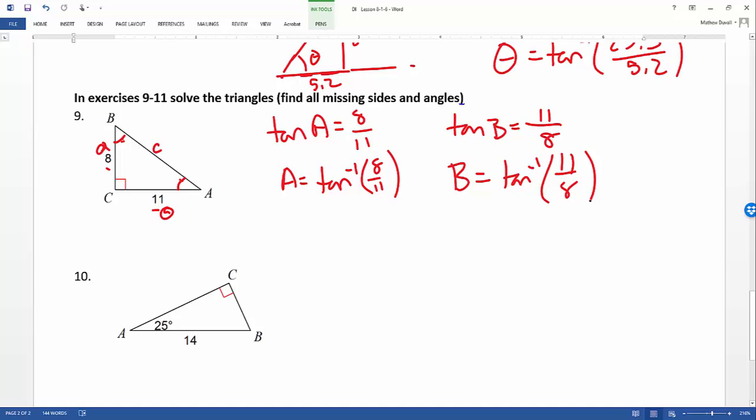And then to find C, once I have my angles, I could do the sine of A is opposite over hypotenuse. Or the cosine of A is adjacent over hypotenuse. Or I can do the Pythagorean theorem. A squared plus B squared equals C squared. And you can find C from there.